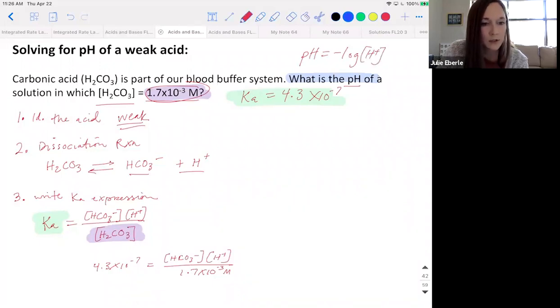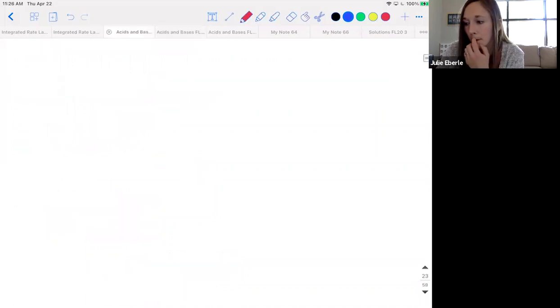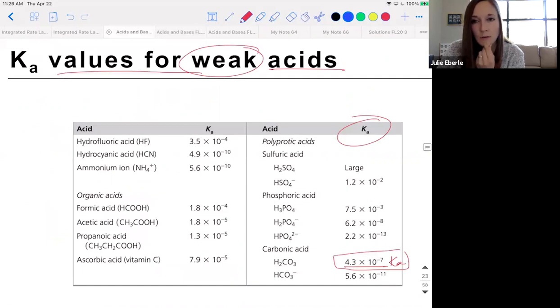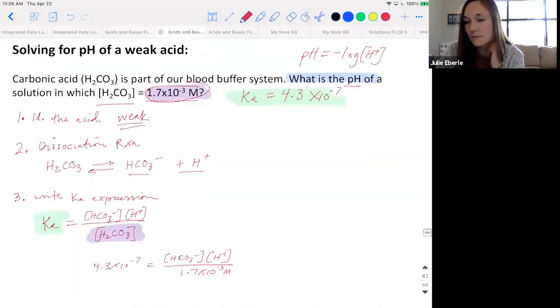In the chat, he said, how did you get K? I went to that table. This table right here. I just grabbed it off the table. Okay.